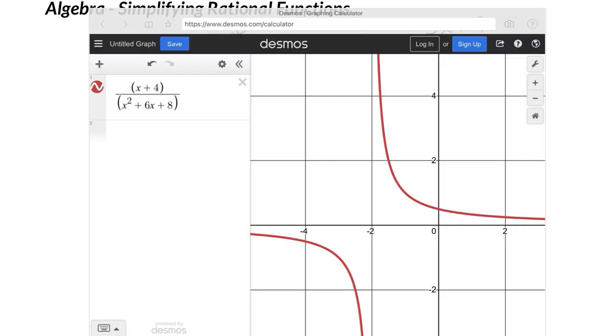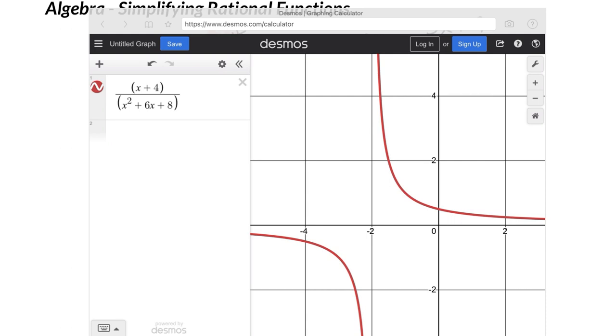Here's the graph of the function we just worked with, x plus 4 over x squared plus 6x plus 8. And we've talked earlier about asymptotes, these spikes in the graph that occur when I'm dividing by 0. You'll notice there is only one. There is not one at negative 4. There is only the one at negative 2. Only the simplified version had the asymptote indicated. So that's why it's so important.